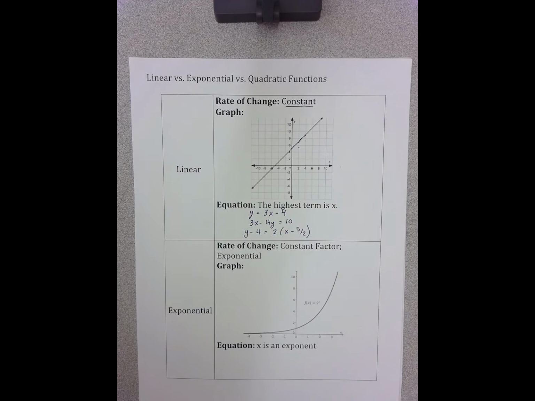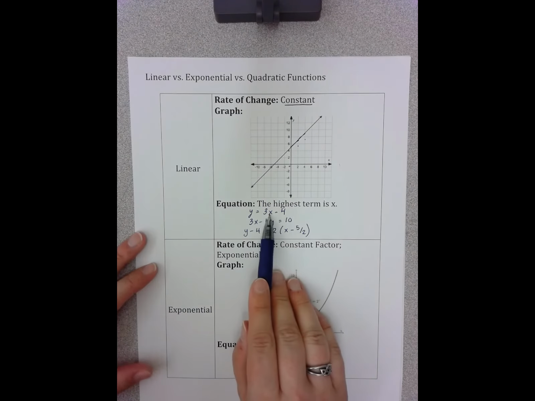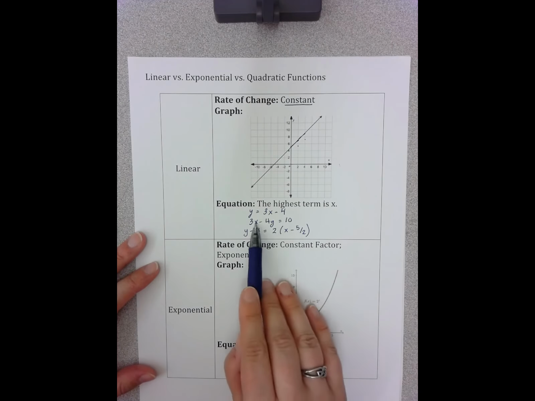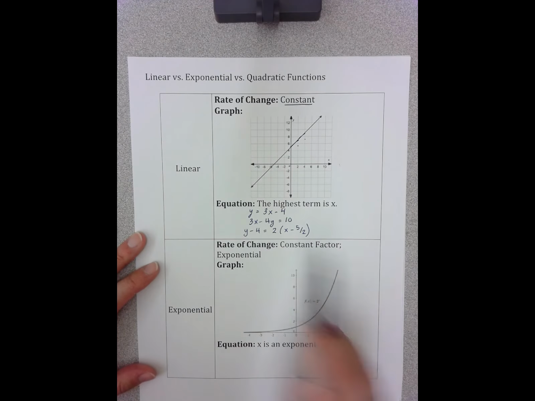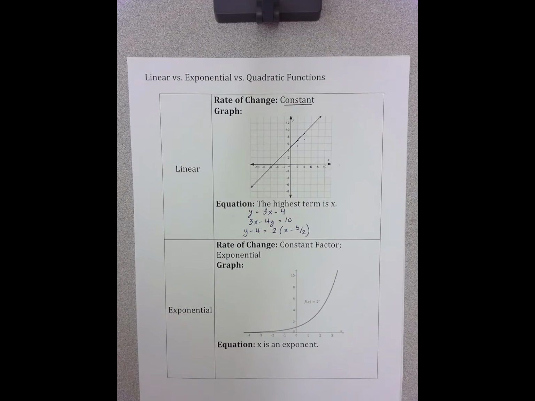Either way, any of the ways these are written, you'll see that the highest power on this x is a power of 1. And we don't write that because it's a nicety. We've assumed that everyone understands that power there is 1. So the highest term is an x to the 1, if we're going to be very careful about that.